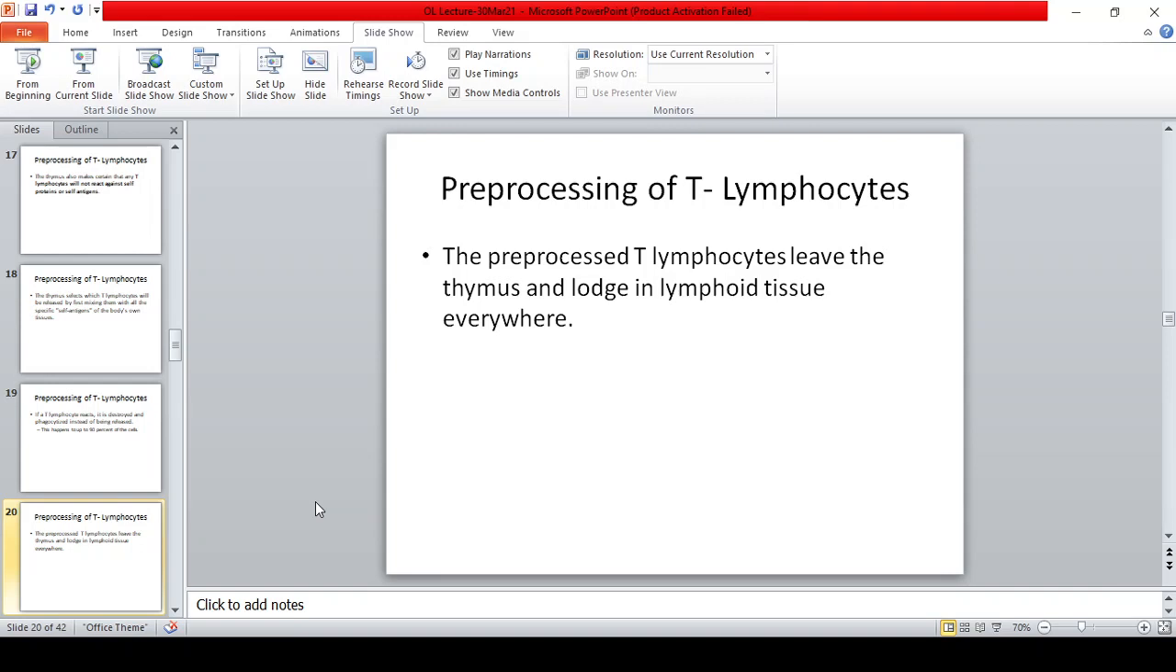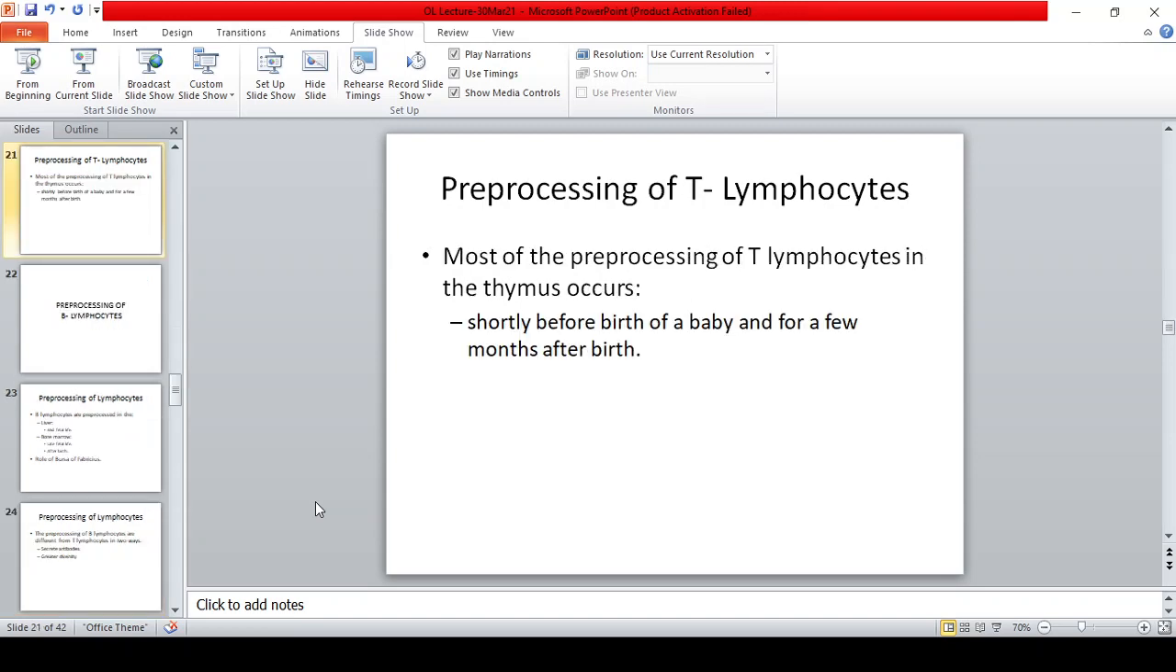Now, after this pre-processing has taken place, the pre-processed T lymphocytes leave the thymus, and they get lodged in lymphoid tissue everywhere. And we know where the lymphoid tissue is: in the submucosal areas, in the spleen, liver, lymph nodes. So they get themselves lodged there after pre-processing. Now, this pre-processing of the T lymphocytes in the thymus occurs shortly before the birth of the baby, and it continues for a few months after birth.